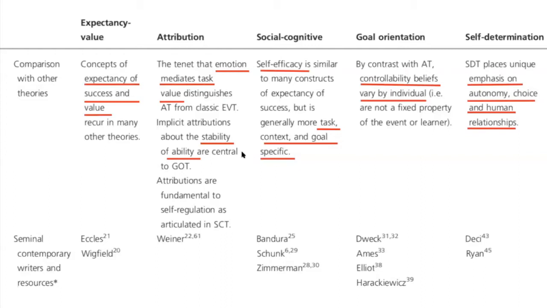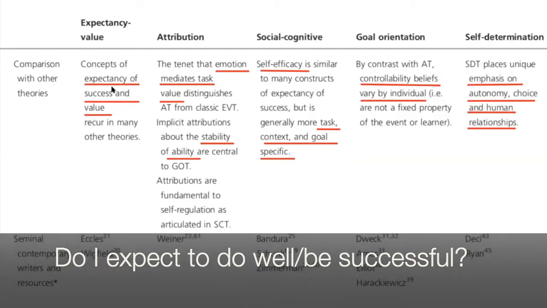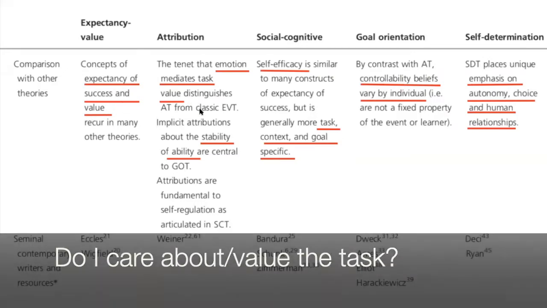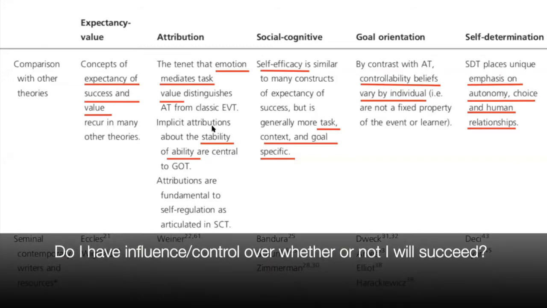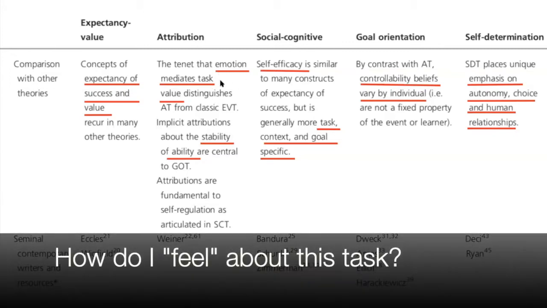And when we look at them side by side, all 5 of them, we see that there's a lot of emphasis in, do kids expect to do well? Do they expect to be successful? And do they value the task? There's quite a bit about kids feeling like, okay, is this something that's changeable or is it a fixed ability or knowledge that I have? Or do I have the ability to change my success in this? Kids' emotions that are attached to tasks, that comes into play.